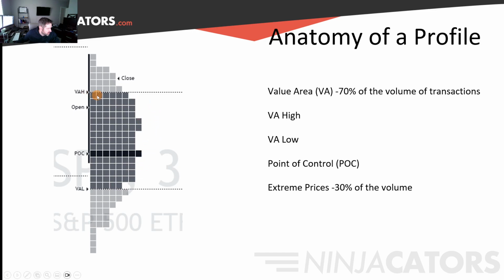Here's your value area high level. Here's your value area low level. And then this dark level right here is called your POC. It's the point of control. It's where the most volume went off throughout the course of the day, right through this level. And then obviously you've got your extremes. If 70% went off in here, that means between these two, there's 30% that went off. So these are what we call extreme prices, or 30% of the volume.